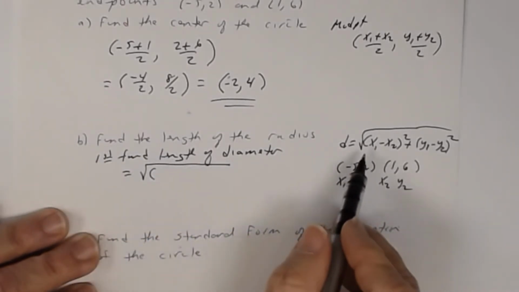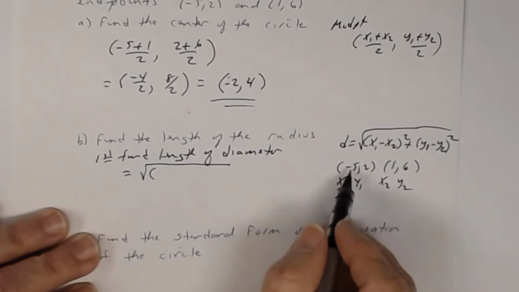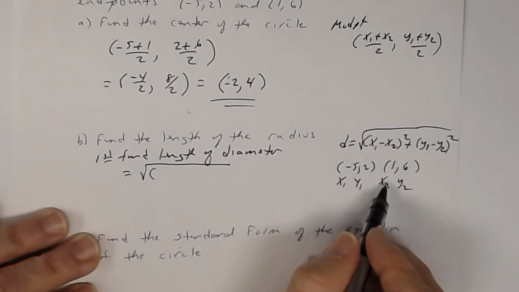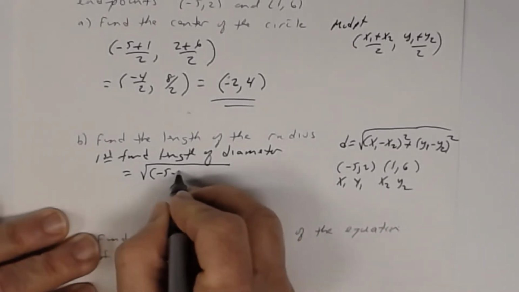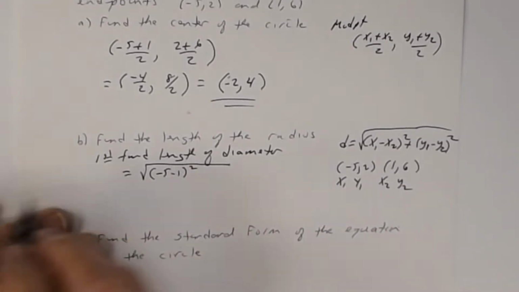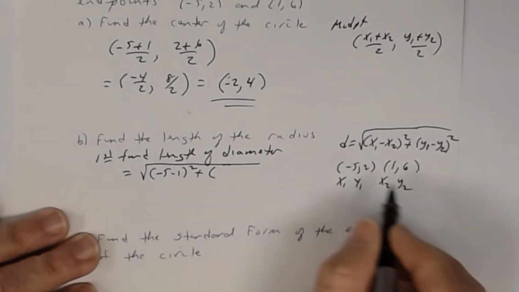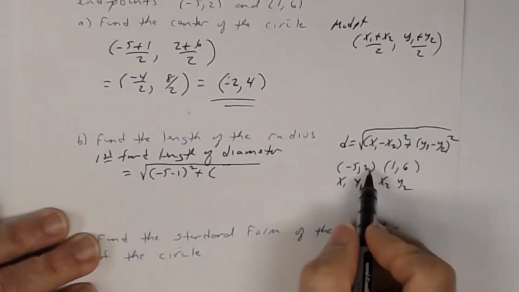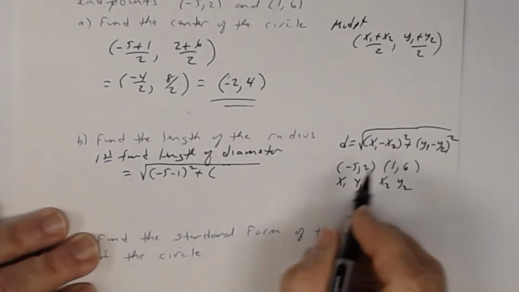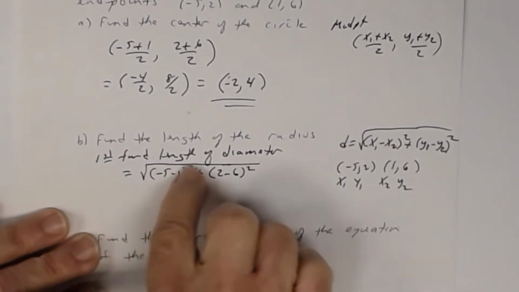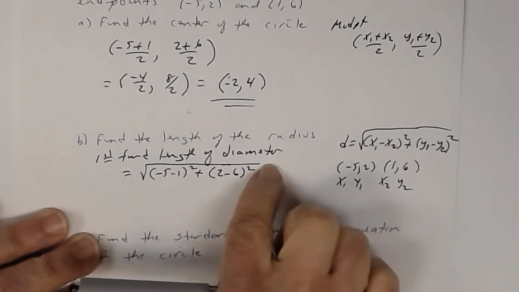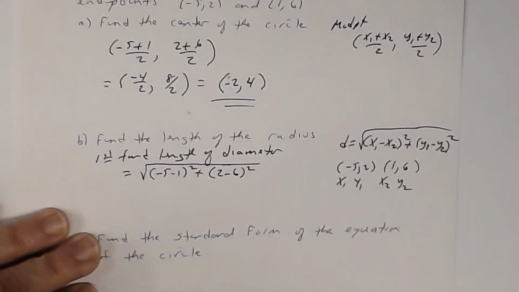Okay, since I have x1 listed first, I'll do x1. So you can say negative 5 subtract 1. Whatever that is, you're going to square it. Plus, and then you do the same thing with the y's. Subtract your y's. 2 subtract 6 squared. Now that's how it's supposed to look. So make sure you extend this radical. Okay, make sure you extend that radical symbol.